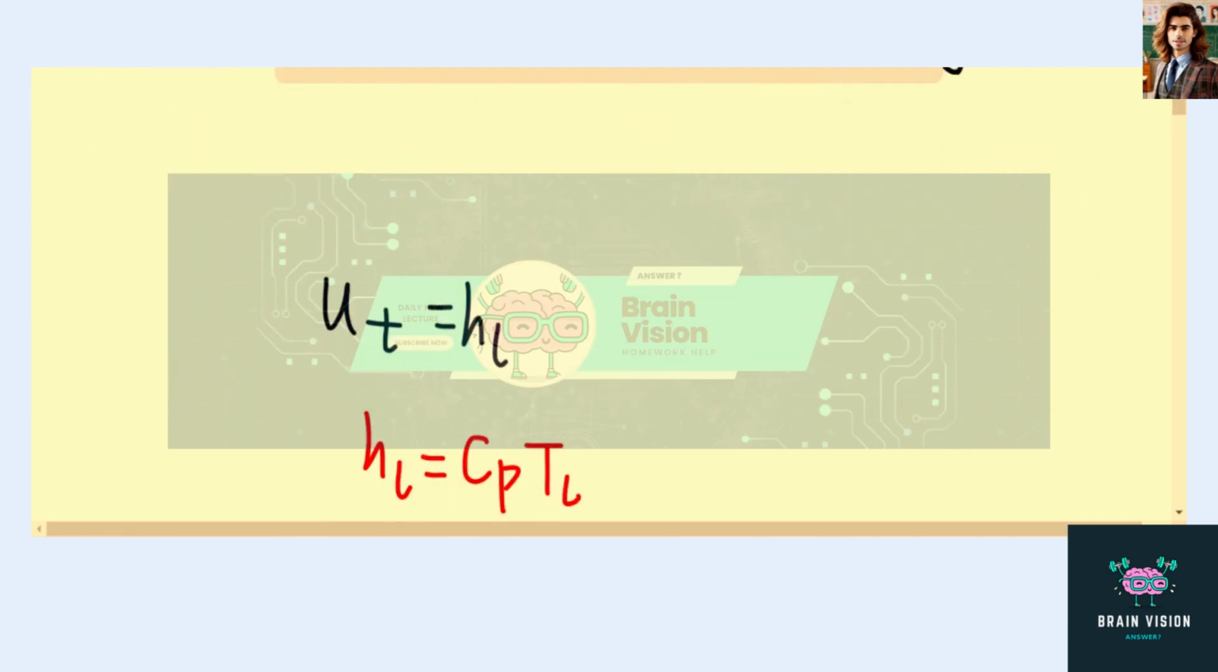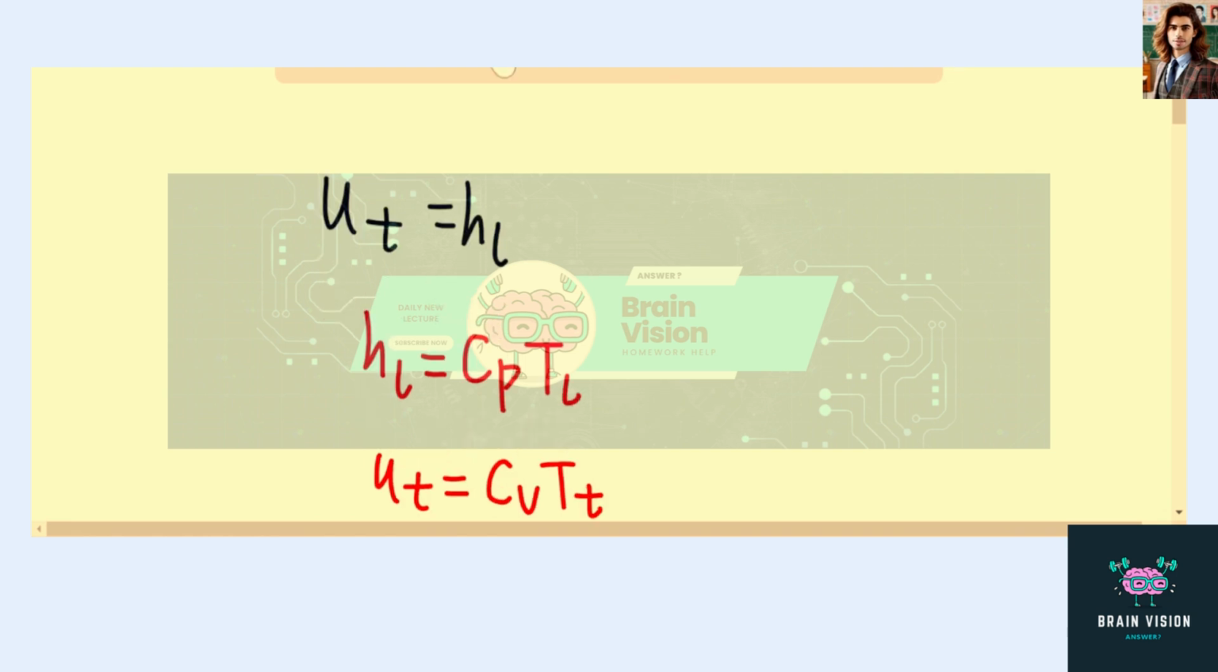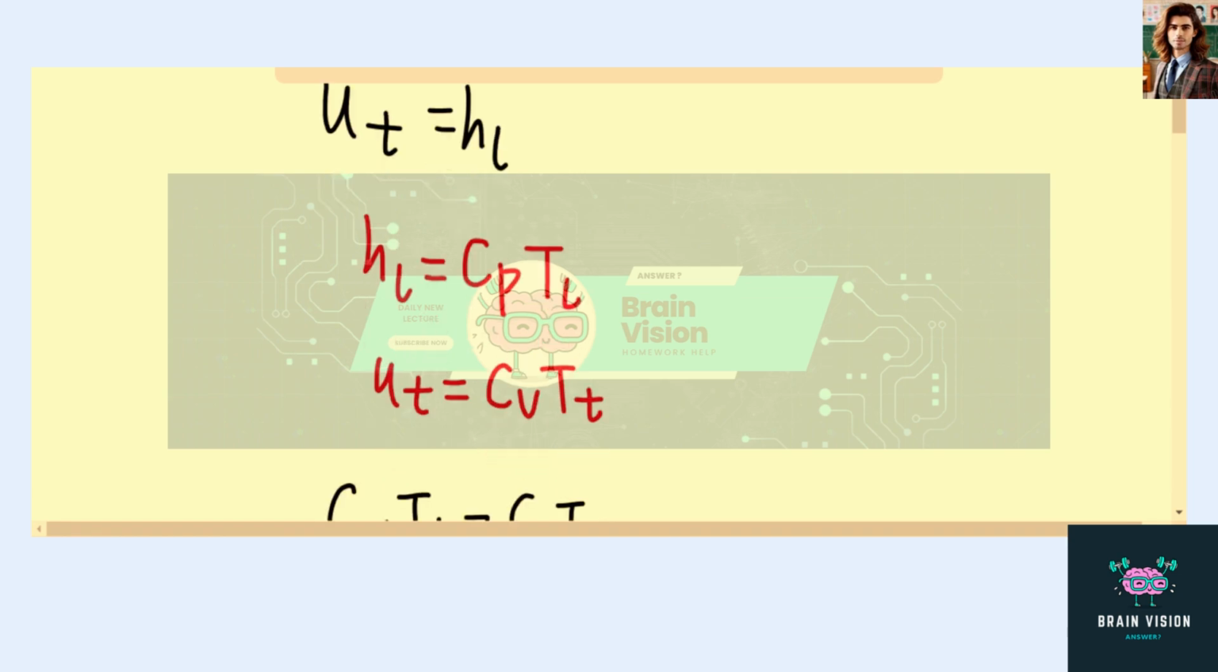And for the next question, we can determine the final temperature of heating in the tank. So first we can set up such an equation here, which is UT equal to HL. UT is the internal energy in the tank, and HL here is the enthalpy in the supply line. In this case, the internal energy in the tank should be equal to the enthalpy in the supply line because the flow work in the supply line is converted to sensible internal energy in the tank.